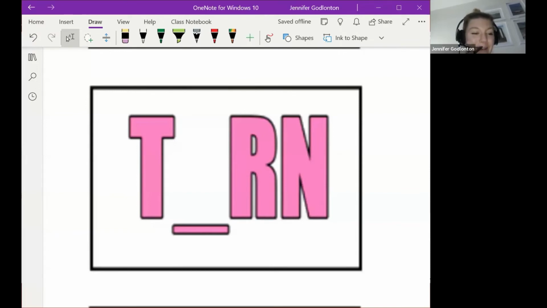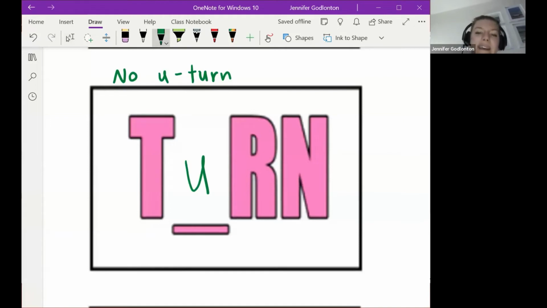No U-turn. Annalisiwe, yes. Well done. No U-turn. And the reason it's no U-turn is because there is no U in turn. Okay. That was so lame. I know. Well done, Annalisiwe.